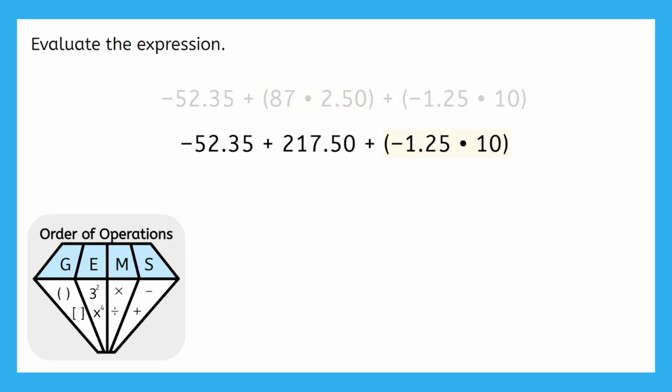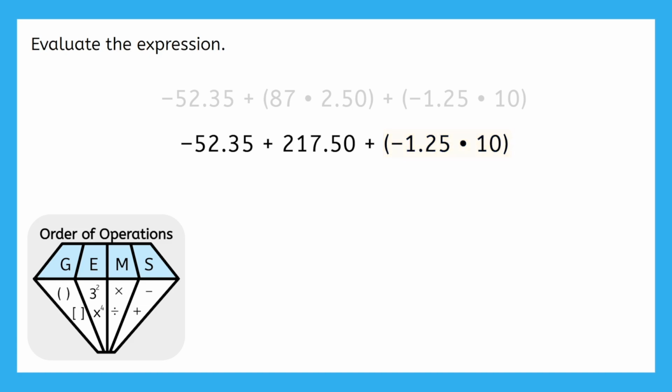We still have one more grouping. Pause the video here to multiply this grouping on your own. Then use what you know about the order of operations and decimal operations to finish evaluating this expression. How did you do? First, multiplying negative 1 and 25 hundredths by 10 gives us negative 12 and 50 hundredths.